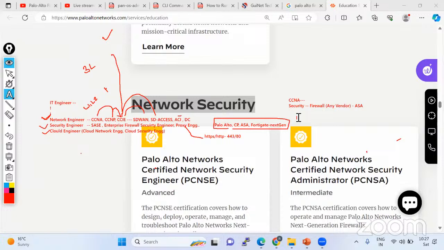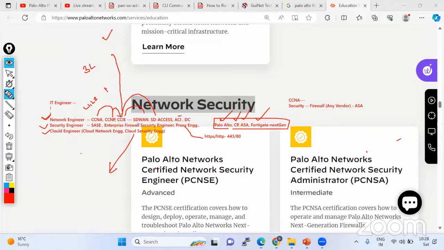But if I talk about cloud security, it is not that you are going to bring some new security into the cloud. No, the security you learn in Palo Alto, in the Checkpoint firewall, in the ASA, in the Fortinet firewall, the same concepts are going to be leveraged and used in cloud security, right? So this is how it happens. So this is cloud security.